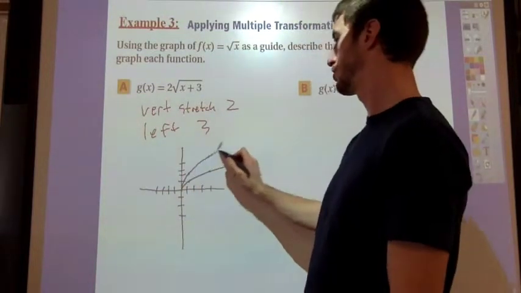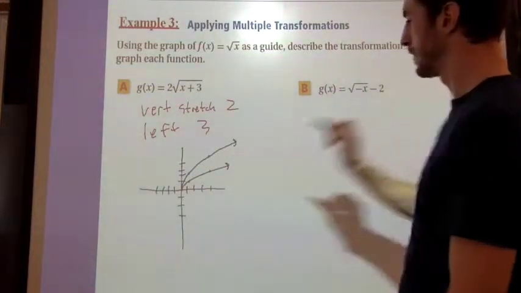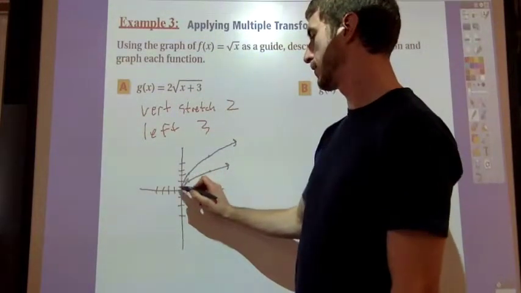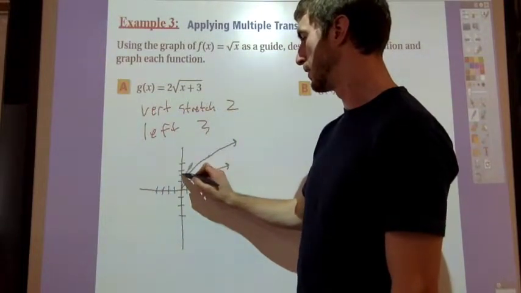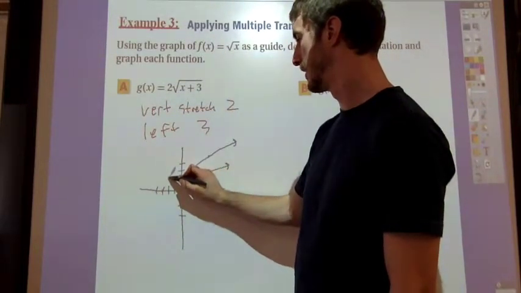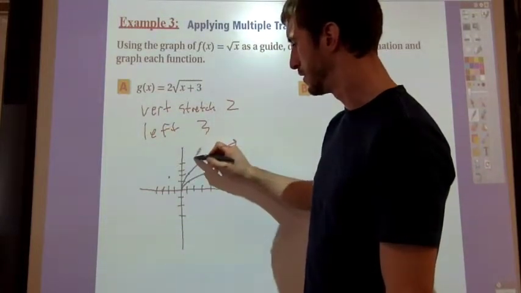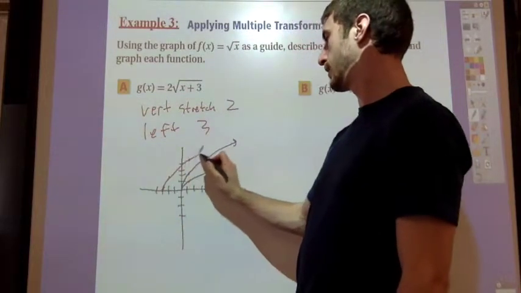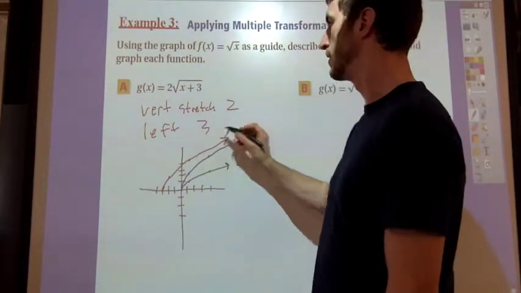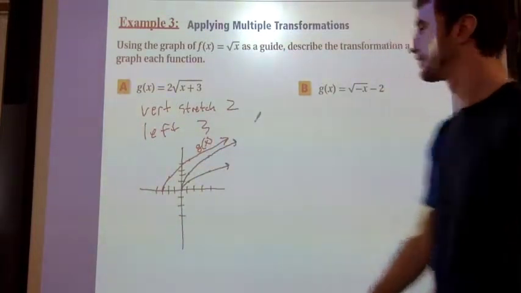And that's the stretch. And then I have to shift it left 3. So I'm going to take each dot and shift it left 3. 1, 2, 3. Here we go 1, 2, 3. And up here we go 1, 2, 3. And so this right here is my g of x. That's what it looks like.